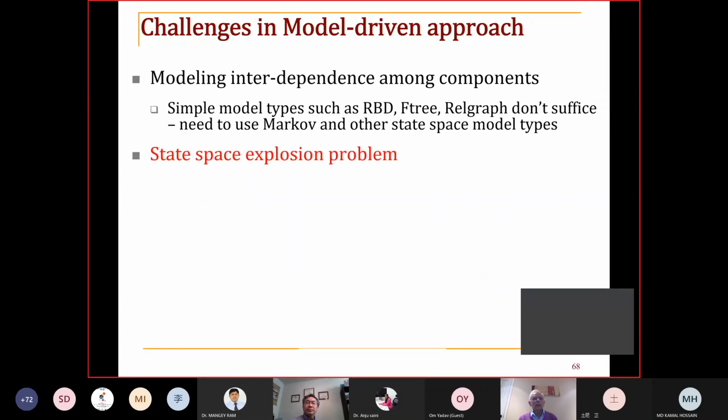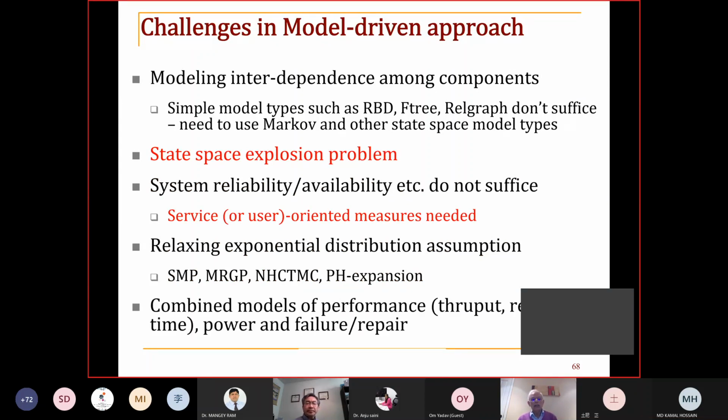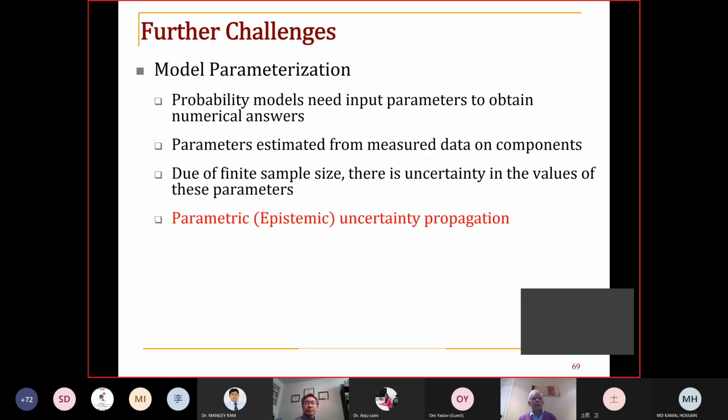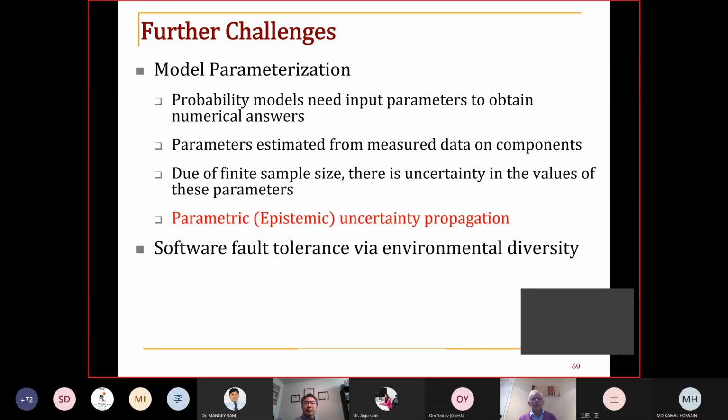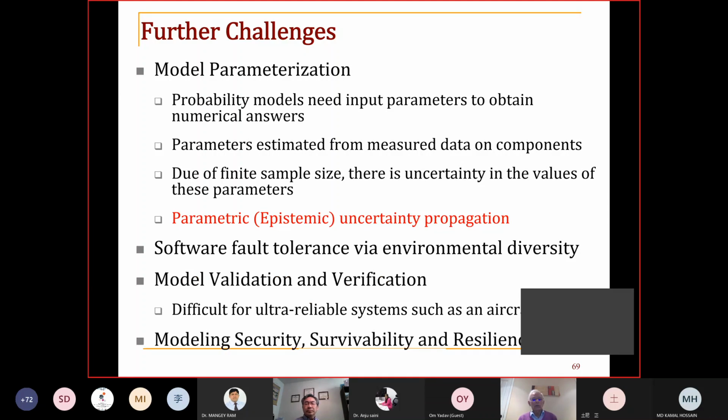Challenges, I mentioned some of them, but there are many more, such as relaxing the exponential assumption, combining performance and reliability and availability, further challenges of model parameterization, and software fault tolerance via environmental diversity, model validation and verification, and modeling security, survivability, and resilience.